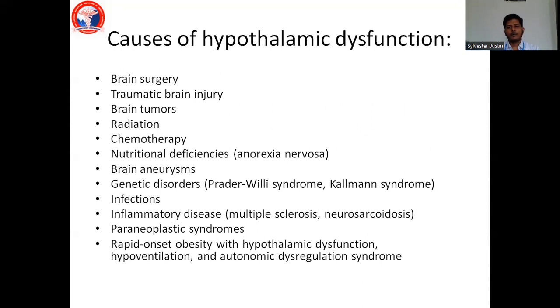So what are the causes of hypothalamic dysfunction? Brain surgery, obviously, traumatic brain injury, brain tumors, history of radiation or chemotherapy, nutritional deficiencies, brain aneurysms, some genetic disorders like Prader-Willi syndrome and Kallmann syndrome, infections, inflammatory diseases like multiple sclerosis and neurosarcoidosis, paraneoplastic syndromes, also rapid onset obesity, hypoventilation, and autonomic dysregulation syndrome can cause hypothalamic dysfunction.